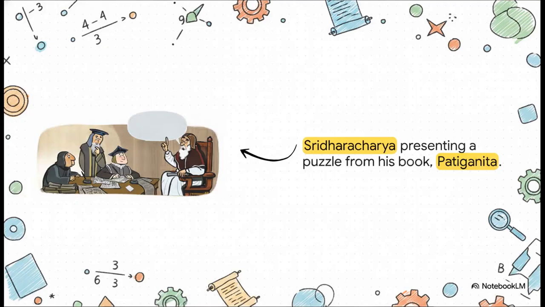To wrap up our explainer today, I want to leave you with a really fun challenge from history. Sridhar Acharya presents a puzzle from his ancient book, Patiganita. 6 1/4 is divided by 2 1/2, and 60 1/4 is divided by 3 1/2. Tell the quotients separately. So I challenge you to test out your newly minted decimal skills. Can you solve this ancient puzzle?